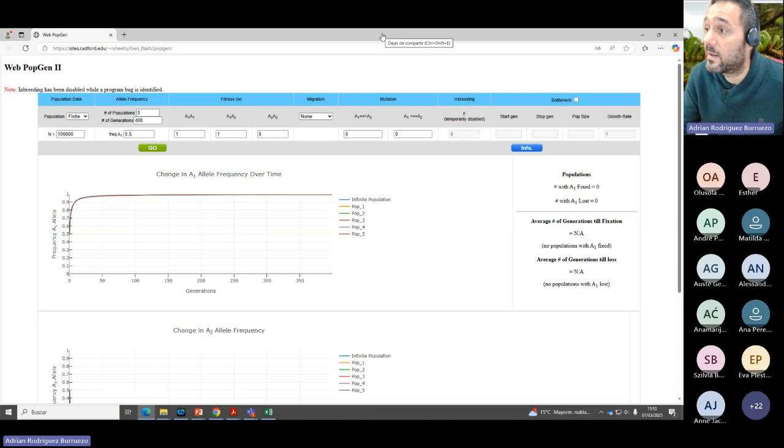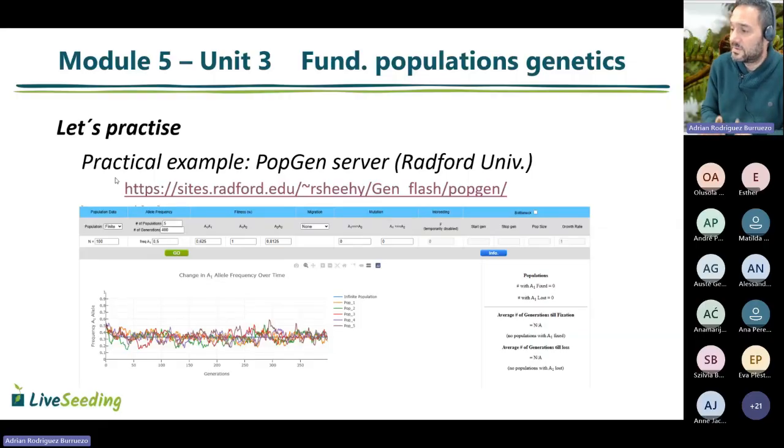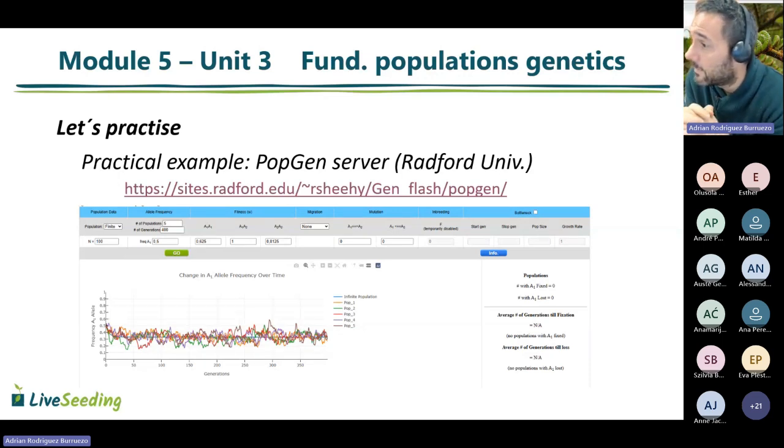Okay, I will stop sharing this, and I will share the presentation with you. So this is more or less how this PopGen server works, and it helped me to demonstrate a bit more how genetic drift, natural selection or breeder selection works.